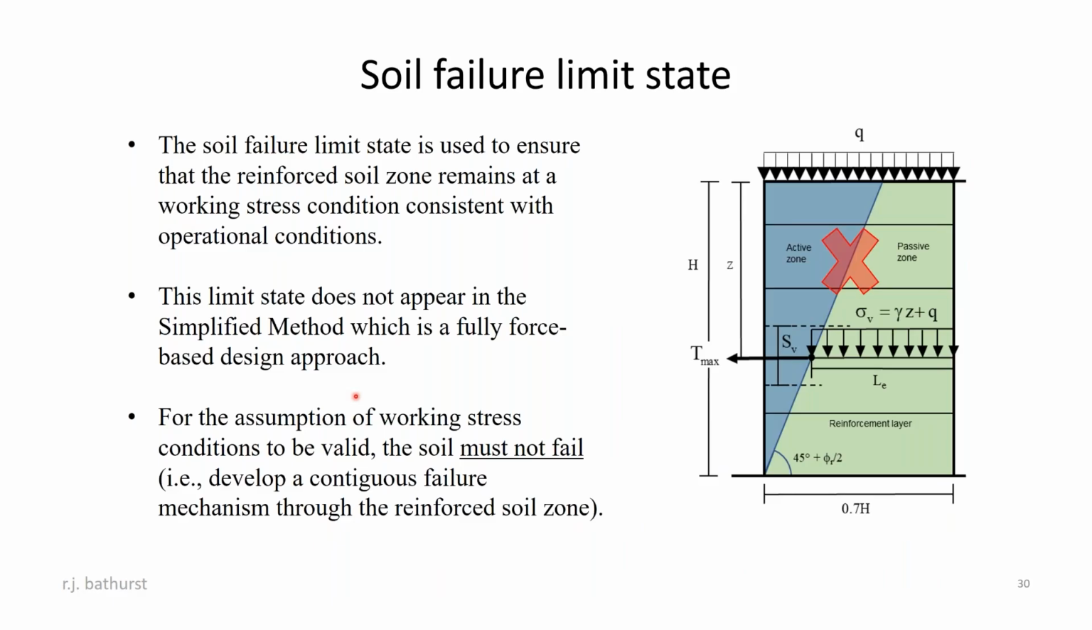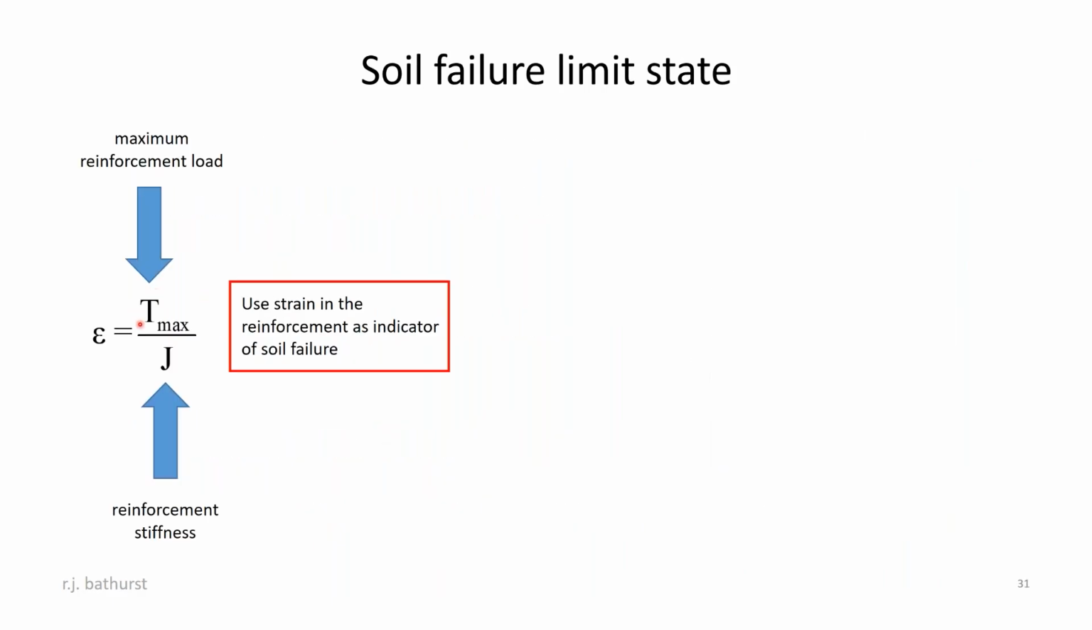So if we know what the maximum load in the reinforcement is, we know how to calculate that from our simplified method equation. We have a secant stiffness value that we've used in our calculations. And the ratio of those two values is simply the strain in the reinforcement under operational conditions. So we can calculate that value.